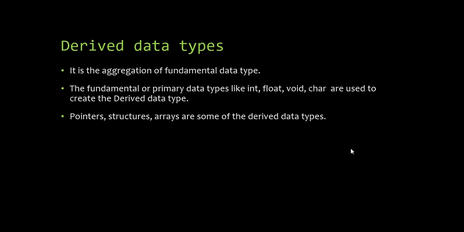Now coming to the derived data types. The first one was the primary and this one is the derived. It is simply the aggregation of fundamental data types. You can say it is a cluster of int, float, void, and char combined together to make the derived data types. The pointer, structure, and array are some of the derived data types that you will later on use in your examples in your C program.